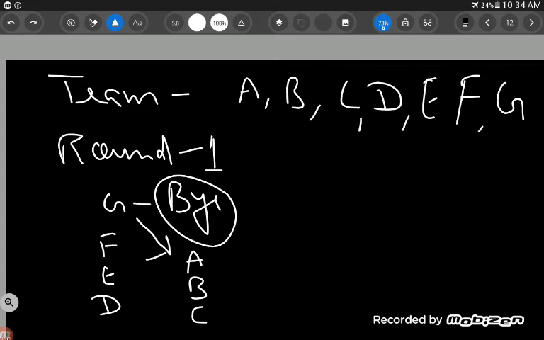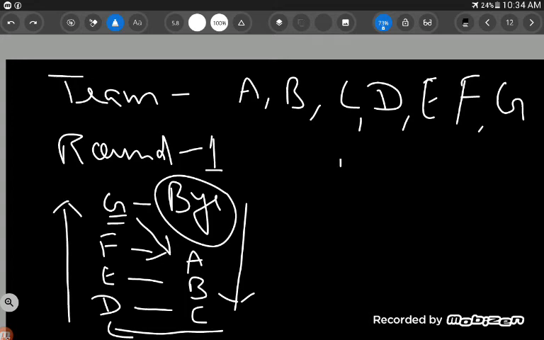In the first round, how many matches will be held? 3. Here F will play A, E will play B and D will play C, and team G is getting the bye here, and you will rotate according to the clock.